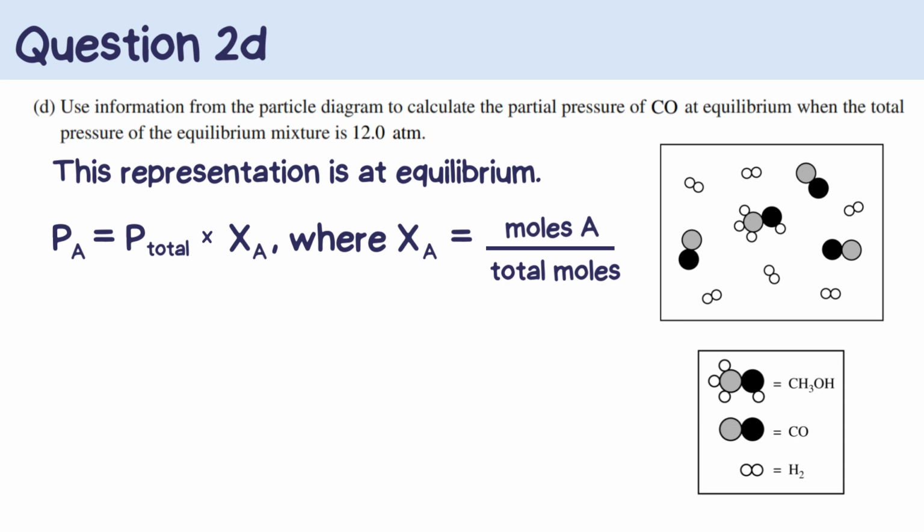Okay, and now let's go ahead and find the mole fraction for each element. So for the methanol, that's going to be 1 out of 10. And so if you look at the diagram, it's 1 out of 10 because there is 1 mole of methanol out of the 10 moles.